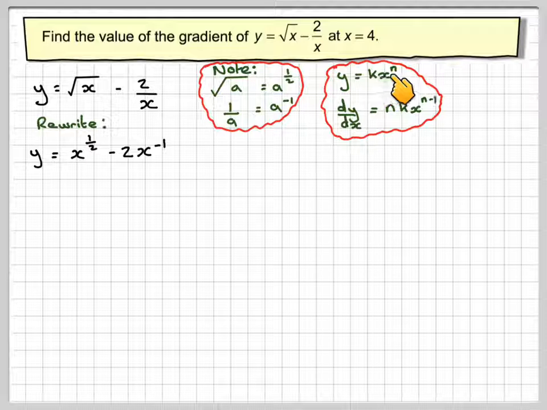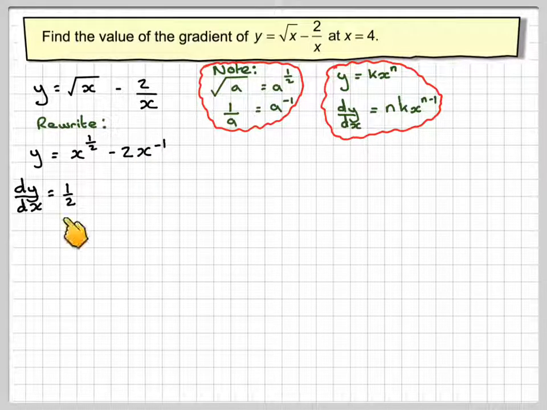So y equals kx to the n, dy by dx: we bring the n down in front, write down kx, and reduce the power of x by 1. We do that individually to each of these terms. Be careful here because we've got a minus 1. So dy by dx is going to be a half times x to the half minus 1, and then a minus sign, and then we do the minus 1, I'm going to put it in brackets, times 2x to the minus 1 minus 1.